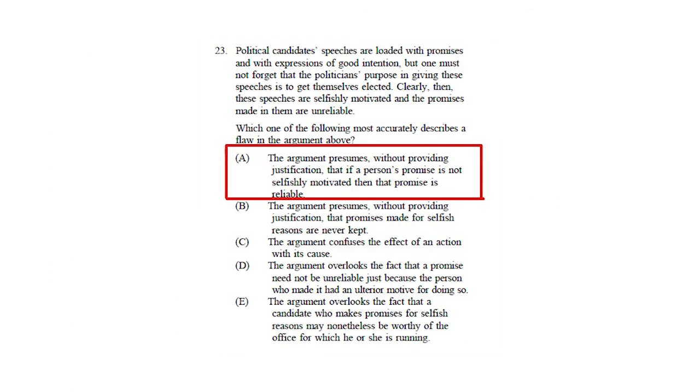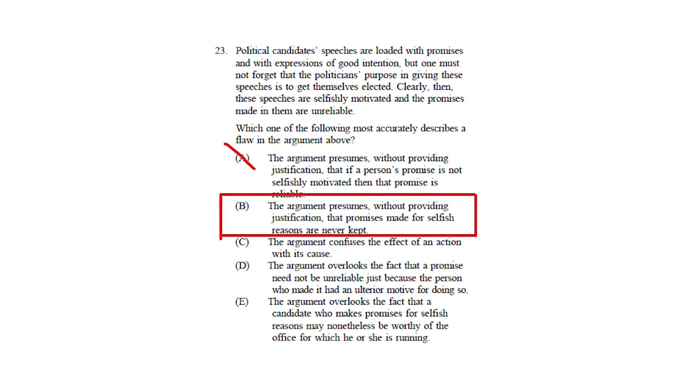Answer choice A. This isn't our prediction. In fact, the argument didn't do this really. It has elements of our prediction, but it doesn't fit 100%, so we'll move on. Answer choice B. Details matter. The speaker said unreliable, not never kept. So this is definitively wrong. It's tricky, but we must read closely.